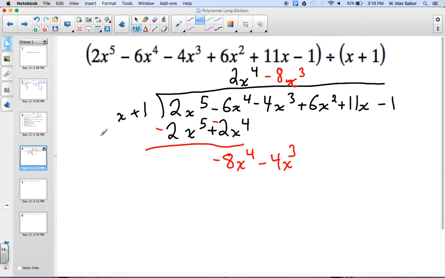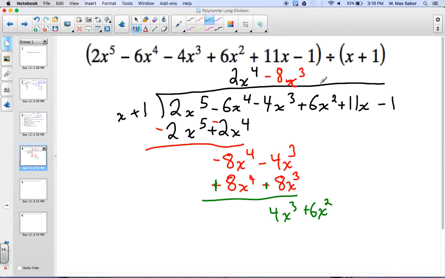Then I do negative 8x cubed times x gives negative 8x to the 4th minus 8x cubed. Now we have to change this to subtraction. So since they started as subtraction, we have to change the signs. And we're left with 4x cubed. Bring down the next term.